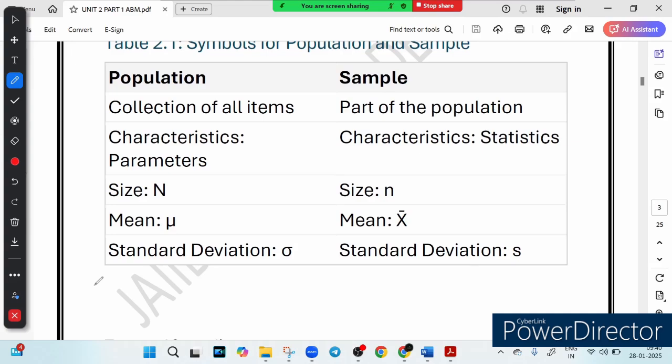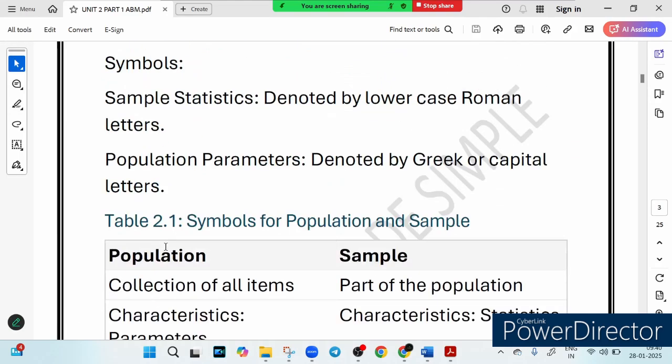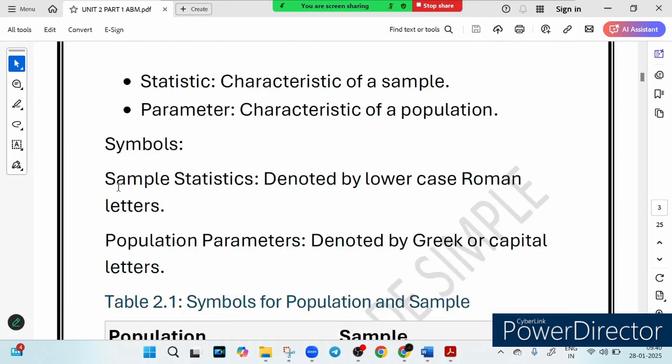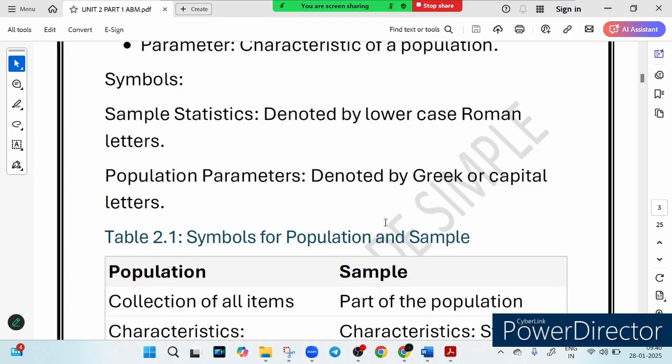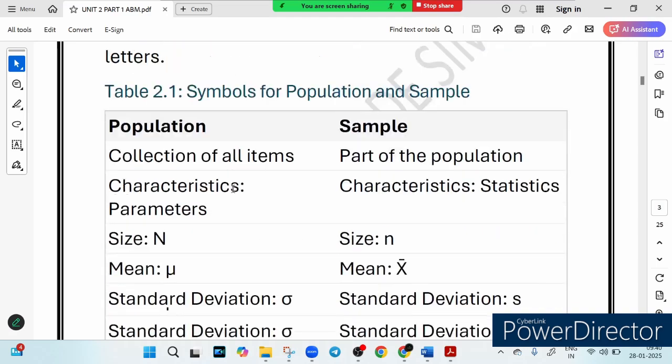How do we denote the number and characteristics for population and sample? Let me simplify it for you. For population we use a Greek letter. Let me show you which symbols we use. You must remember that sample statistics are denoted by lowercase Roman letters, and population parameters are denoted by Greek or capital letters. So capital letter for population, and small lowercase letter for statistics. This is how you have to remember it.